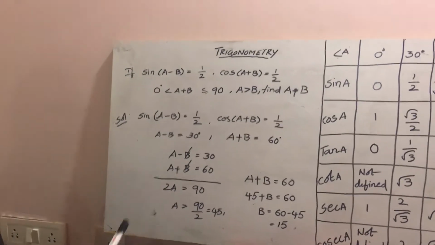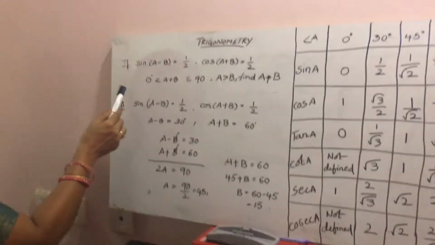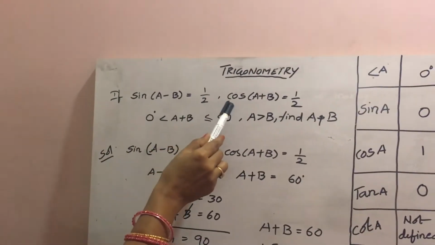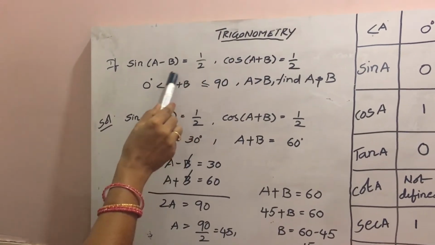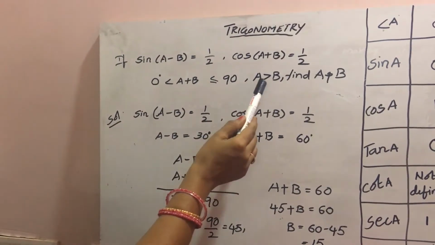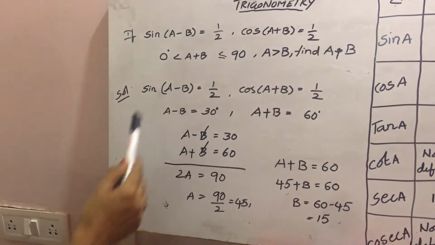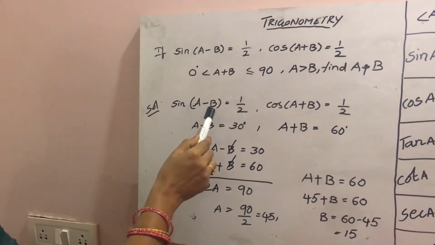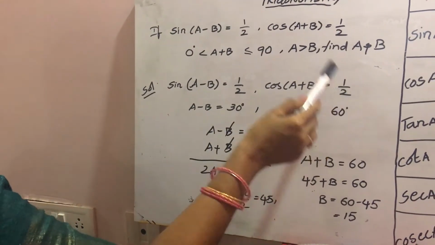See one problem based on these trigonometric ratios. If a problem is given like this: if sin(a minus b) is equal to 1 by 2, cos(a plus b) is equal to 1 by 2, if a plus b lies between 0 degrees and 90 degrees, where a is greater than b, find a and b. How to find out a and b values? See what is given. Sin(a minus b) is equal to 1 by 2 and cos(a plus b) is equal to 1 by 2.